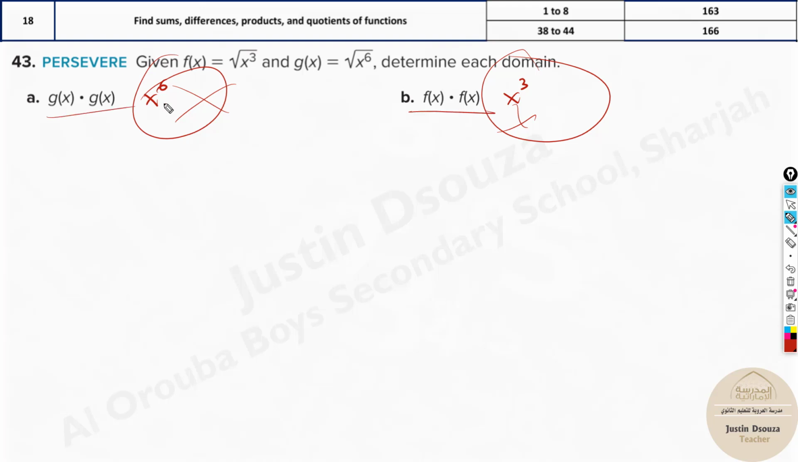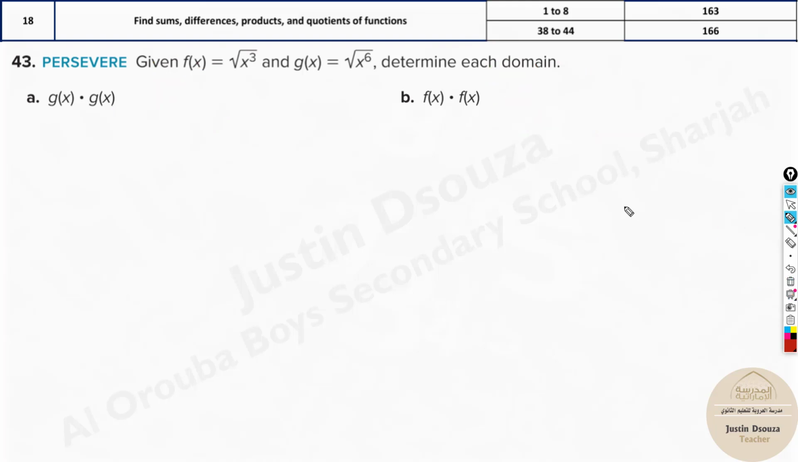I've just done it over here because they have told. I just realized the question is only to determine each domain, not to solve them, okay? The domain, what happens is, here let's first do g of x. Doesn't matter what, we have an even power.